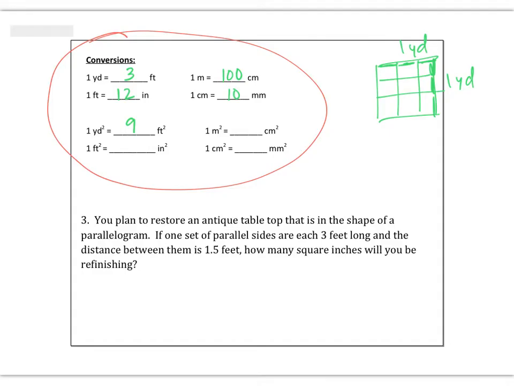1 square foot, if this is 1 foot by 1 foot, it's also going to be 12 inches by 12 inches, which is 144 square inches in 1 square foot. 1 square meter is going to be 100 times 100, so it's going to be 10,000 square centimeters. And 1 square centimeter is going to be 10 by 10, so 100 square millimeters.